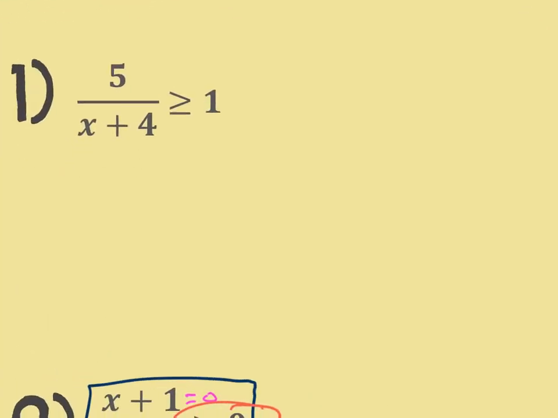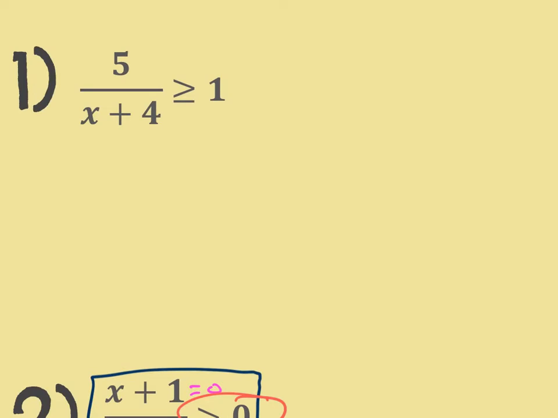All right, now go back up to number 1. And why did I skip it? Because it's not 0, right? So I have to move 1 to the left side. So I would get 5 over x plus 4 minus 1 is greater than or equal to 0. That was the first step.